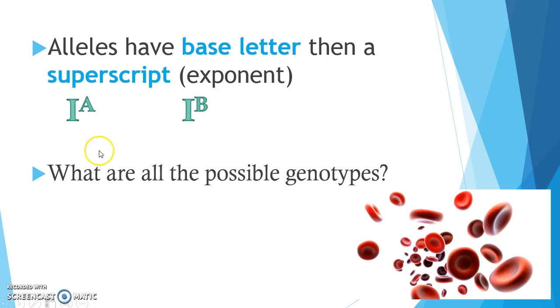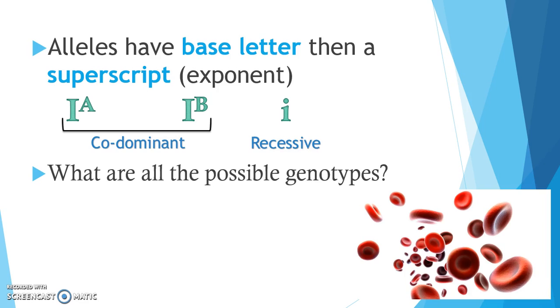If you notice, both of these superscripts are capitalized because both of these alleles are codominant to each other. Okay? If you think about blood types, you'll know that one blood type is AB, and that can be explained by the fact that both of those alleles are codominant. Now, the third possible allele is actually recessive, and we write that as just a plain lowercase i, no exponents, because there's no codominant problem here.